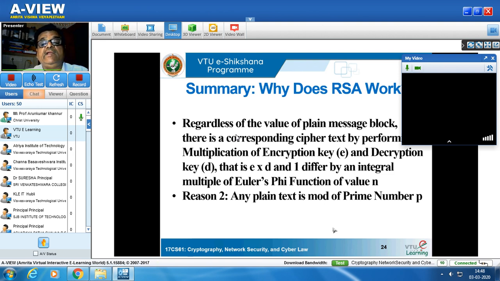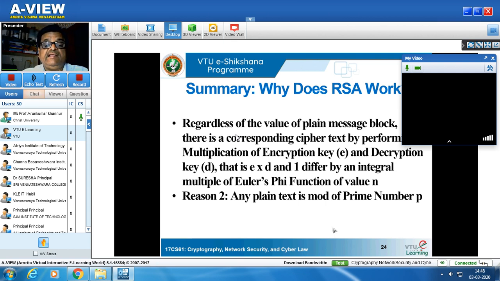Regardless of the value of plain message block, there is a corresponding ciphertext by performing multiplication of encryption key E and decryption key D, that is E into D, and 1 differ by an integral multiple of Euler's phi function of value n.